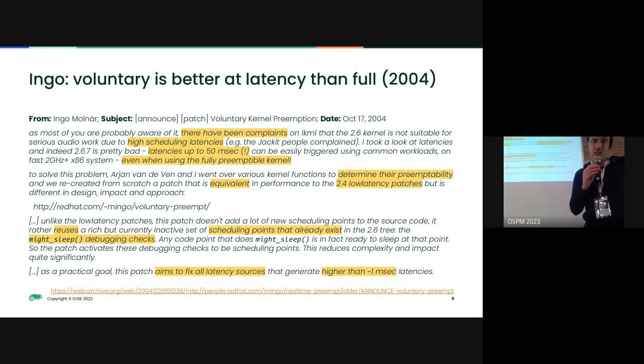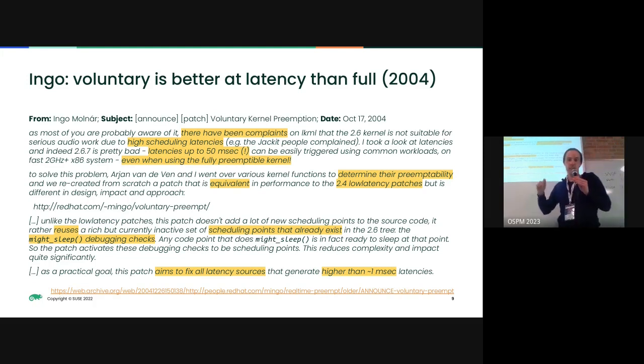And it's different in design, impact, and approach, and this is where you can find it. Unlike the low latency patches, this patch doesn't add a lot of new scheduling points to the source code. It rather reuses a rich but currently inactive set of scheduling points that already exist in the 2.6.3: the might_sleep debugging checks.